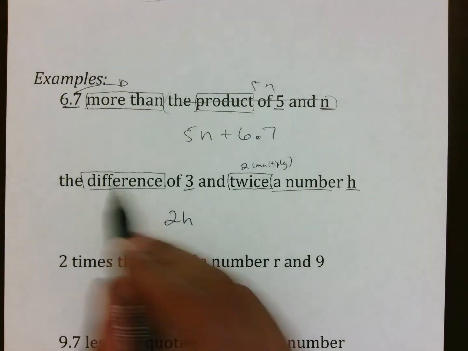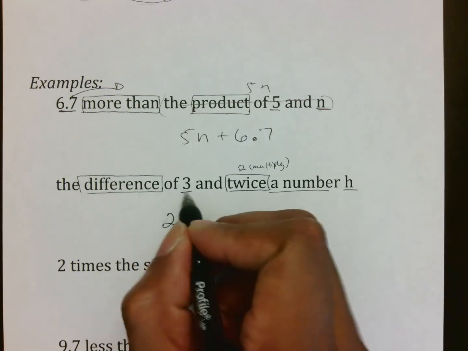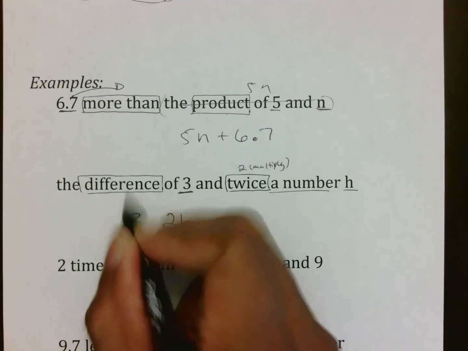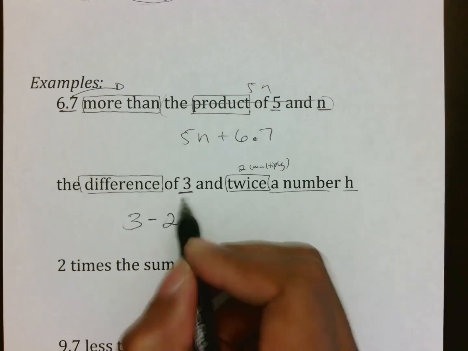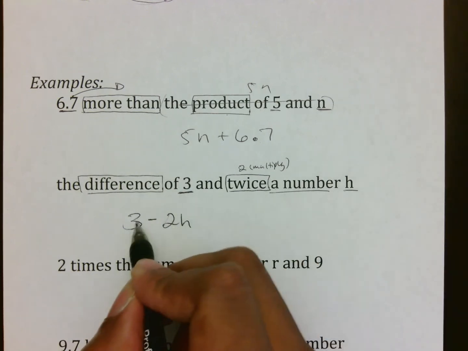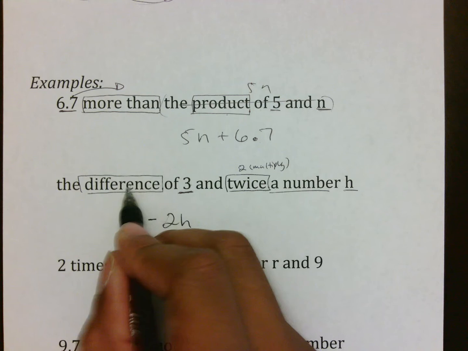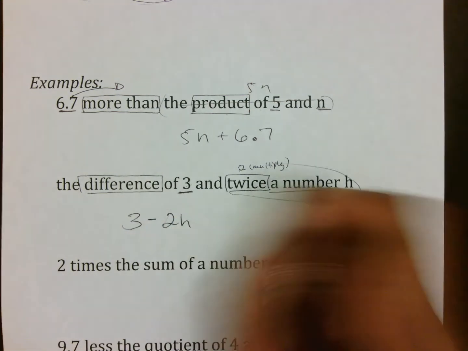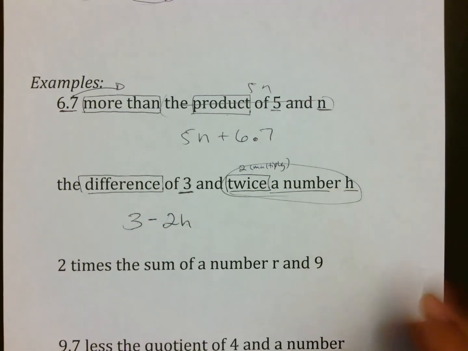And how do you do the difference of 3 and 2h? Remember, the first thing worded goes first, so 3 would go first, minus 2h. Again, because 3 was first, 3 goes first, and you're talking subtraction, so it's 3 minus twice the number h, which is why that is in the back.